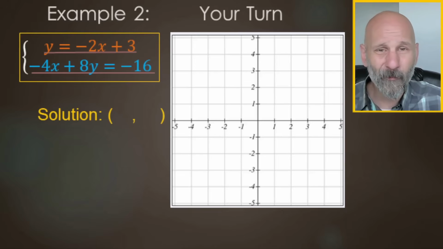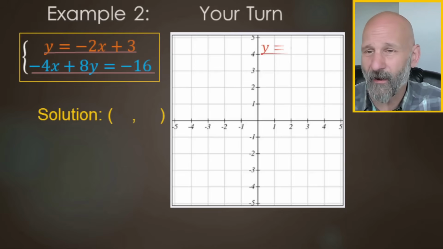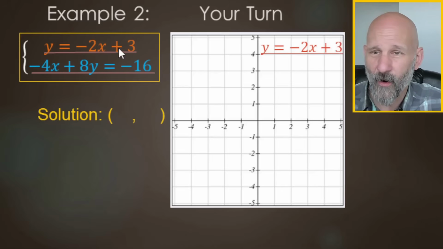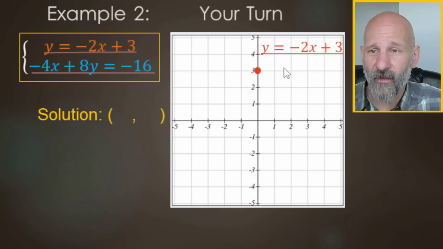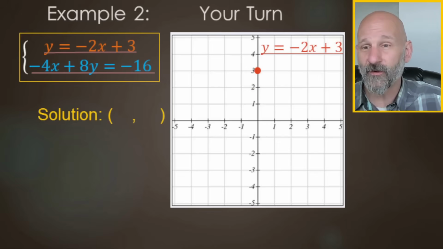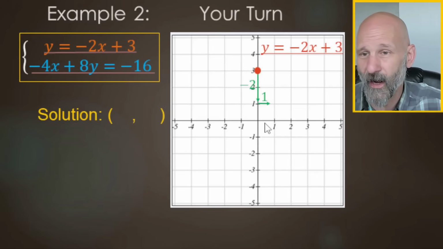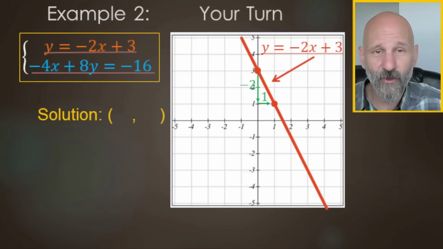So here we're going to graph both of these equations, solve by graphing. We're going to start with the top equation. Note this is in slope-intercept form, y equals mx plus b. Start on the y-intercept, that's the 3. And then the slope is a negative 2, so rise over run, we're going to count down 2 and right 1. And there's our second point. Draw a line through those 2 points.